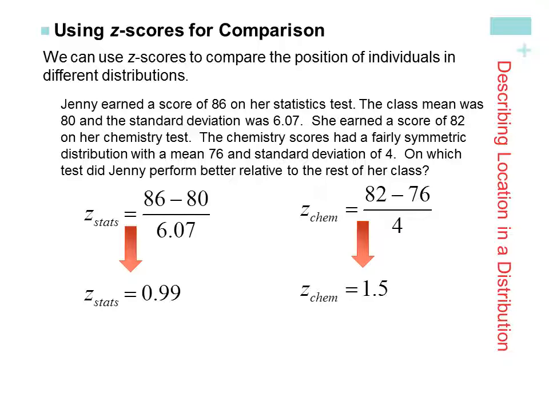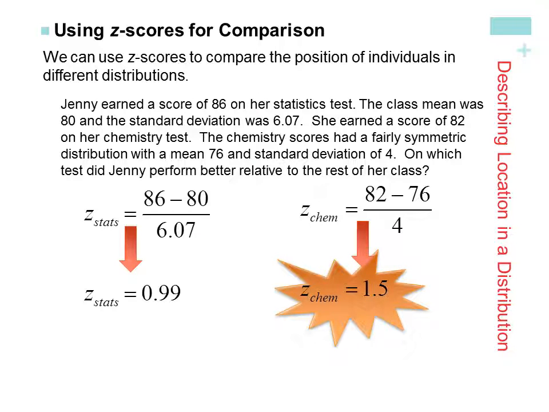How did she do in chemistry? Okay, so we take her chemistry score minus the class average divided by the standard deviation. That gives us a score of 1.5. So that means she did 1.5 standard deviations above the mean in chemistry.